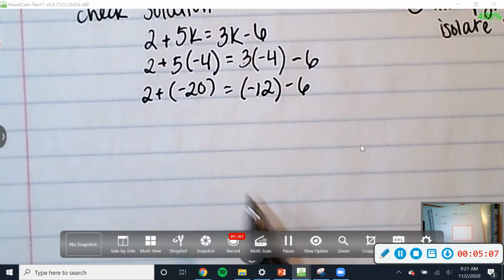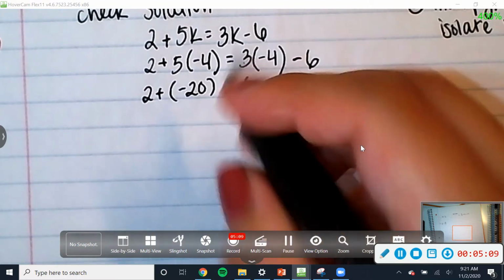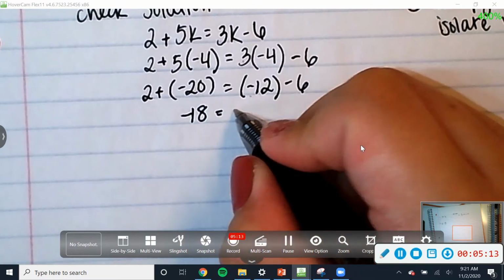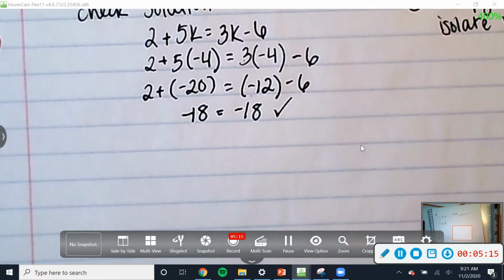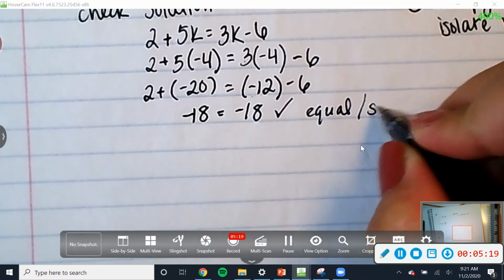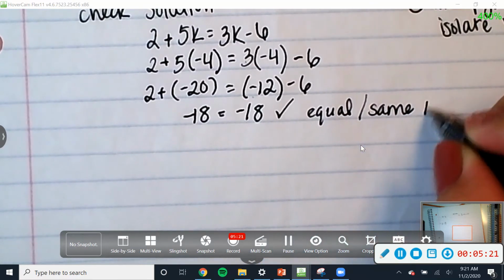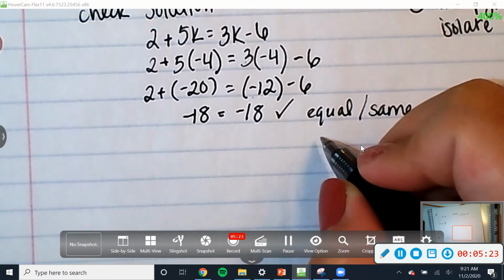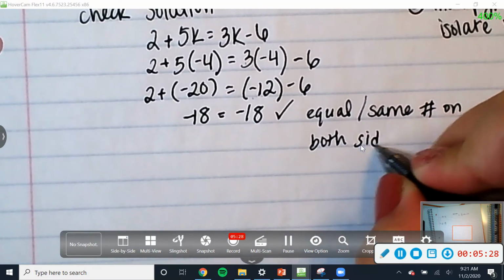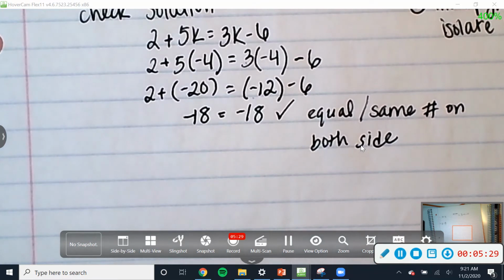And then I just solve, so 2 plus negative 20 is negative 18. And negative 12 minus 6 is also negative 18. So because it is equal, the same number on both sides, that means that I did it correctly. You always want to make sure that when you check your answer, you have the same number on both sides, so that we know that this is the correct solution.